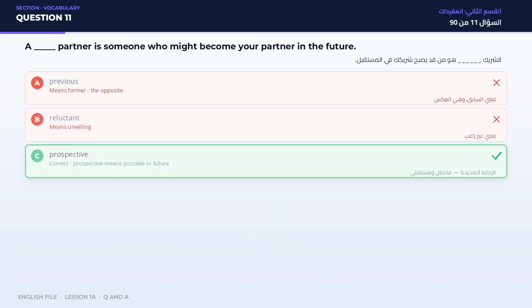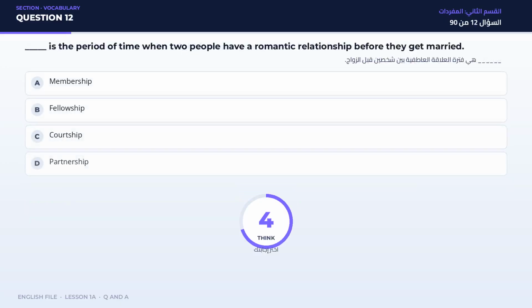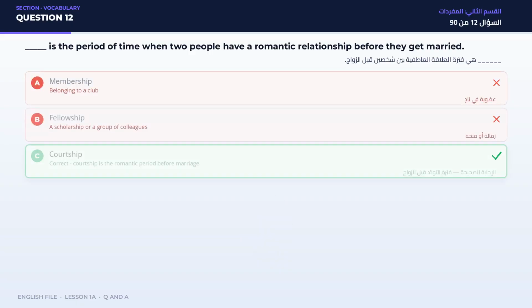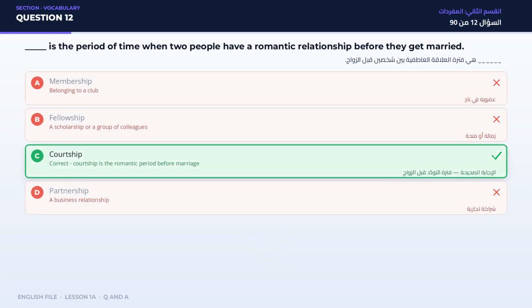Perspective. Perspective means possible or future. Not A means former, the opposite. B means unwilling. D means far away. The answer is C, courtship. Courtship is the romantic period before marriage. Not A, belonging to a club. B, a scholarship or a group of colleagues. D, a business relationship.